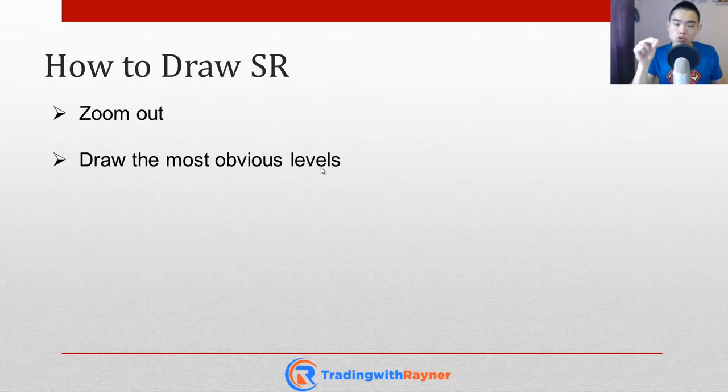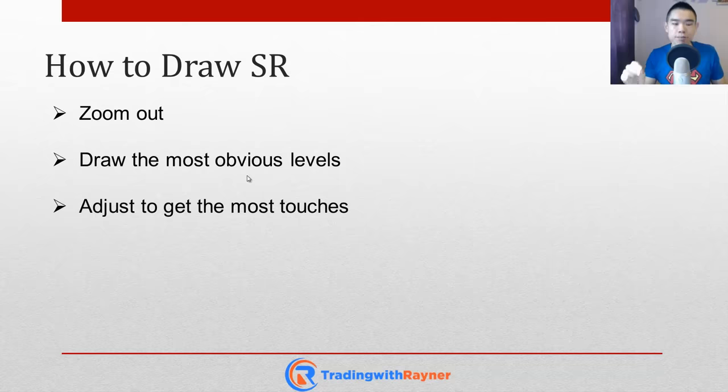Number two, you want to draw the most obvious level. If the level sticks out, that level matters. If you're squinting your eyes, trying to ask yourself, is that a level? Is that not? Then it's not a level. Ignore that. And number three, you want to adjust your level to get the most number of touches. So let me explain these three steps.